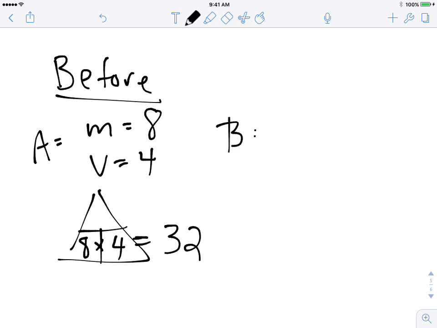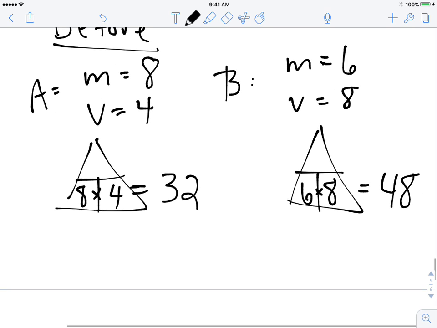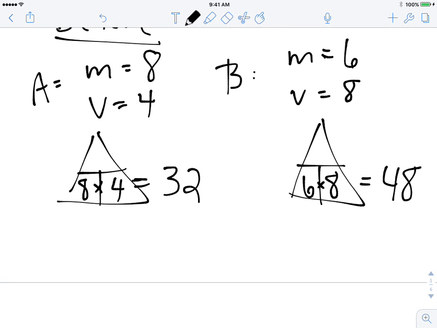B has a mass of, let's see, it told me 6 and a velocity of 8. So it told me before the collision that object B had this mass and velocity. So I do a triangle like that. 6 times 8 is 48. Okay, now I have to add them together to find the system total.